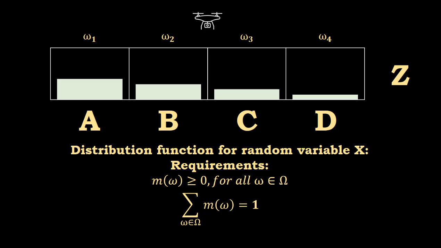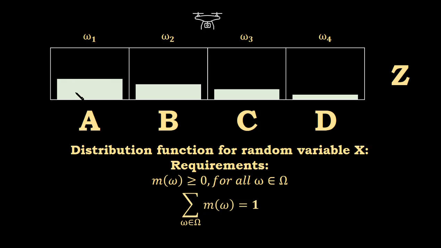So remember, big omega is the whole set of possible outcomes of the experiment, and little omega is each particular outcome that belongs to big omega. Now, that big sigma means sum. Again, this is a bit scary, but it's only saying sum everything that comes after it. So sum all the m of omegas, for all omegas that belong to big omega, which are omega 1, omega 2, omega 3, and omega 4. So that sum must be 1.